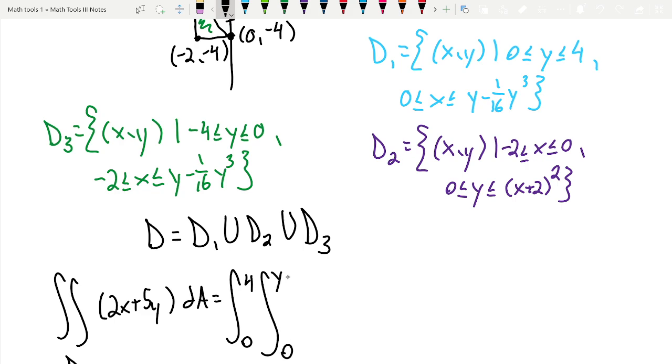And then 0 to y minus 1/16 y cubed. And we're kind of just hoping that we don't need to bother changing any of these bounds here. Like I said, the function is pretty simple, right? This is just a very simple linear function, not even any constants on the end or anything like that. So it should be very straightforward to integrate, so we shouldn't need to even worry about the bounds at all.